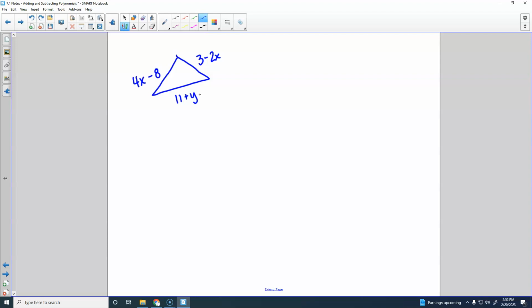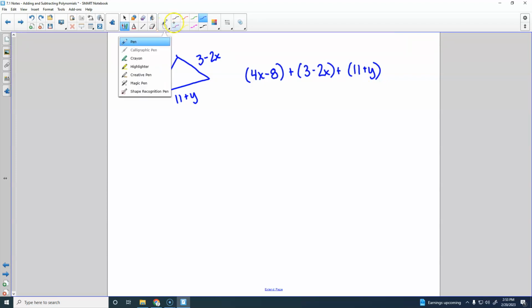All right, so for this one, it's asking for the perimeter. How do we find perimeter? Add all the sides together. All right, so to do this, we would do 4x minus 8 plus 3 minus 2x plus 11 plus y. So we just have to add like terms together.